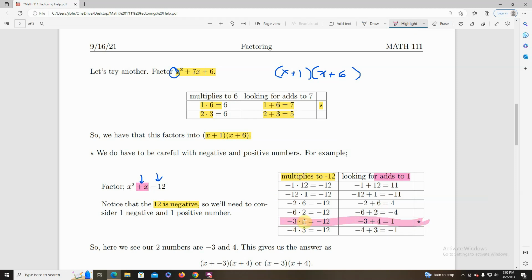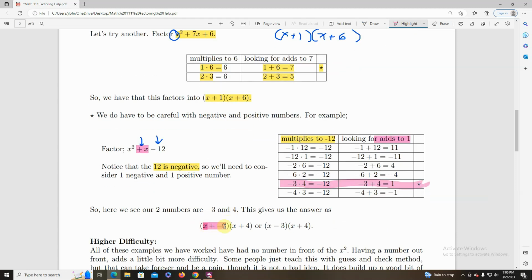Negative 3 and 4. So I could go with x plus negative 3 and x plus 4. Or, what does plus negative mean? That just means the same thing as x minus 3. So I could go with x minus 3 and x plus 4. Hope that makes sense. So if you were to multiply these back out and say x times x and x times 4 and negative 3 times x and negative 3 times 4 and combine your like terms, you should get back this polynomial. So that's all factoring is. That's just checking. Factoring is pulling apart, going from this polynomial to these two polynomials.